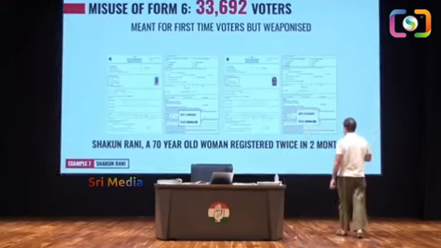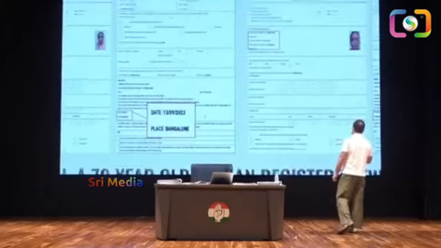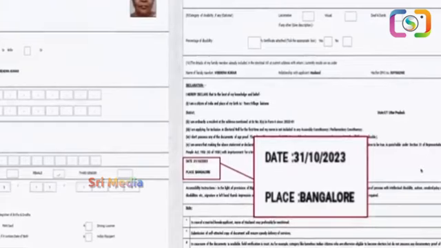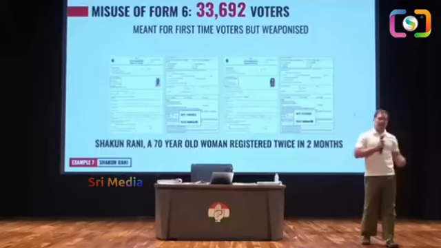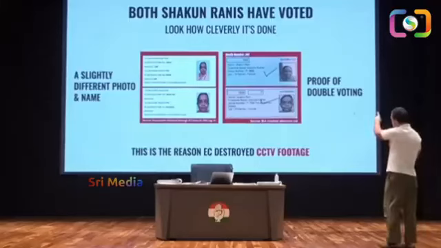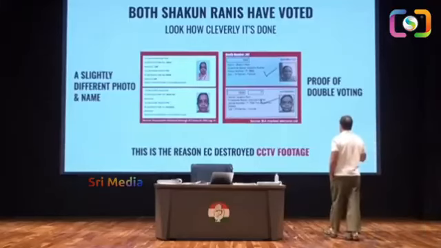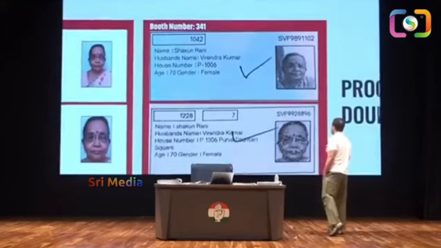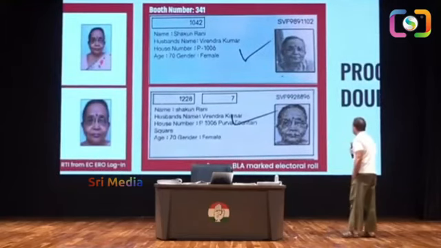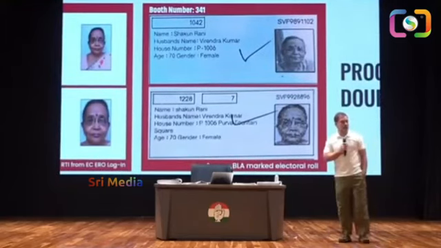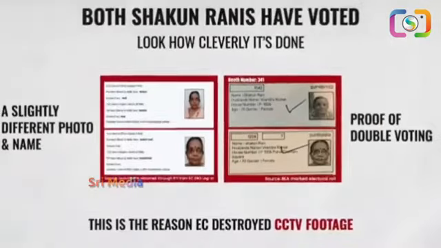She uses it first on the 13th, 13/9/23, and then she does it again 31/10/23. So she becomes a voter twice, and then the beautiful thing is, show us the next slide, she actually votes twice. Or somebody votes for her twice. There she is. That's the slip where she's been signed off as having voted in booth 341. And she's done it twice. Now we don't know if she's done it or somebody else has done it.